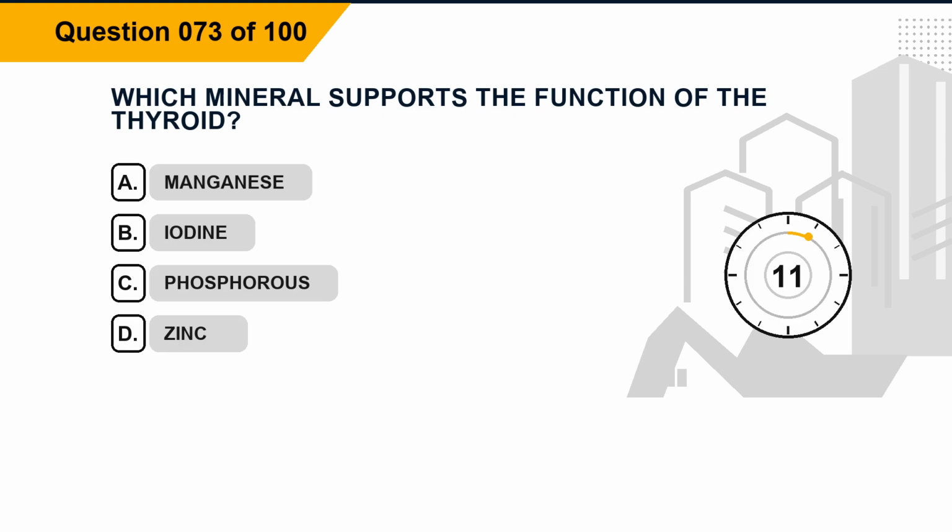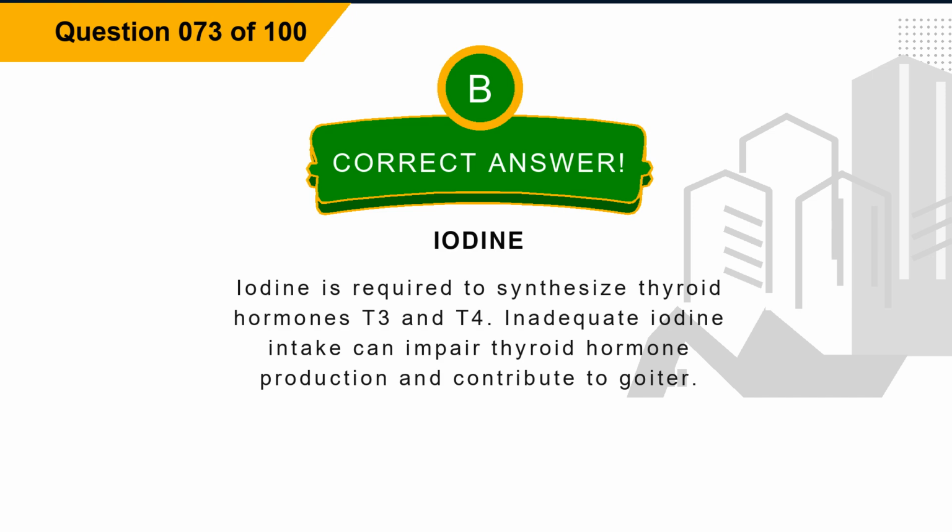Question 73. Which mineral supports the function of the thyroid? Option A, manganese. Option B, iodine. Option C, phosphorus. Option D, zinc. The correct answer is option B, iodine. Explanation. Iodine is required to synthesize thyroid hormones T3 and T4. Inadequate iodine intake can impair thyroid hormone production and contribute to goiter.